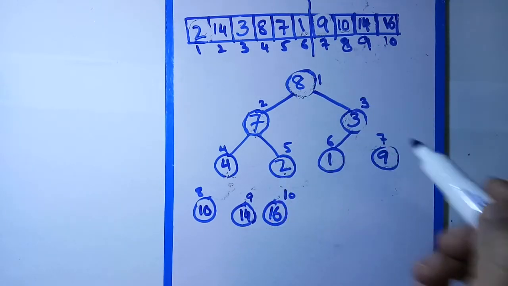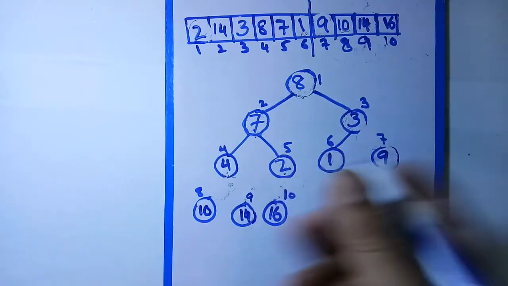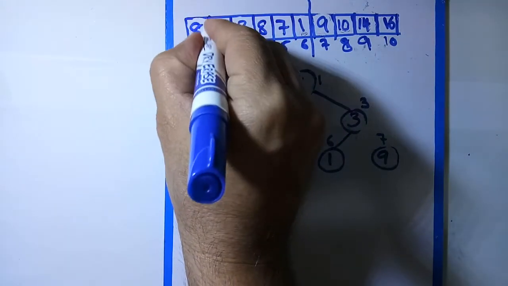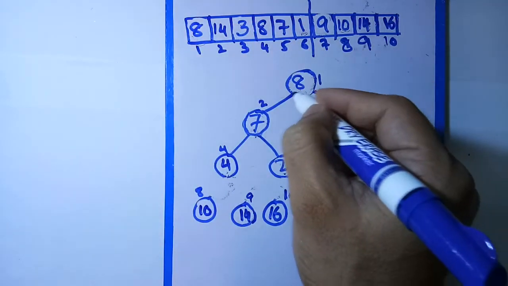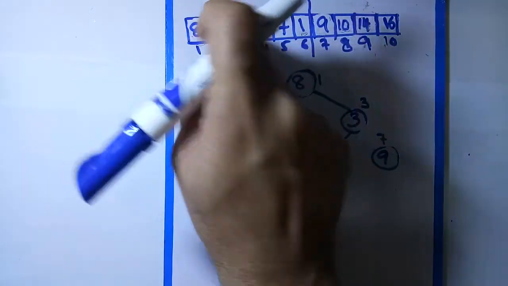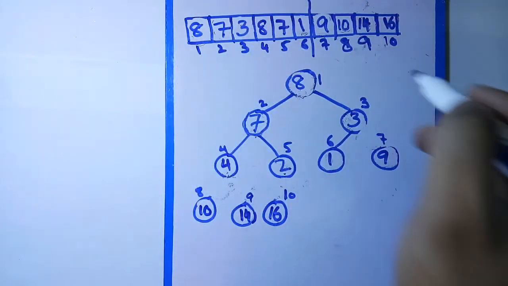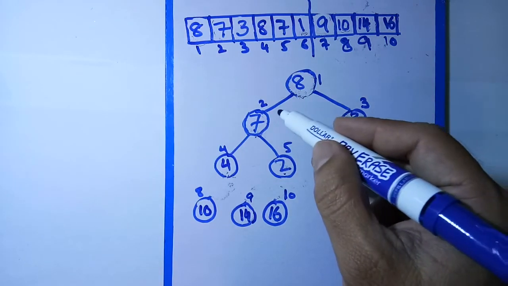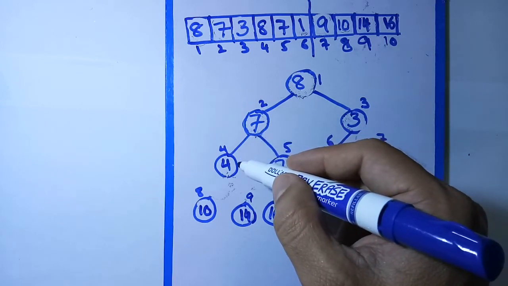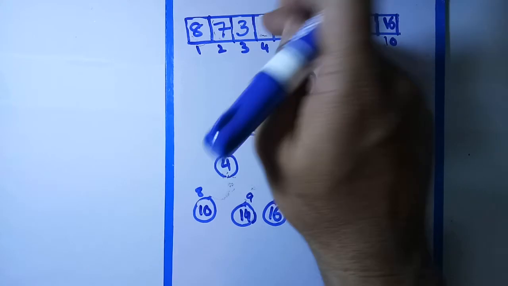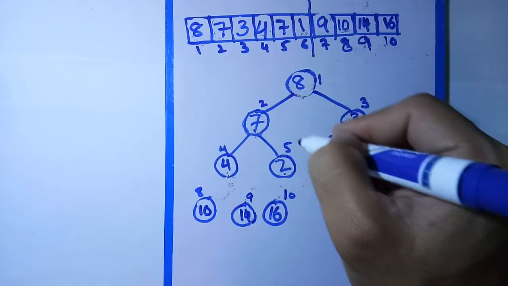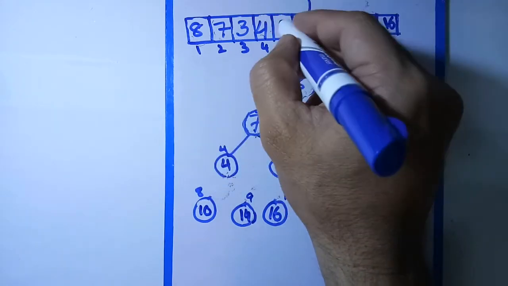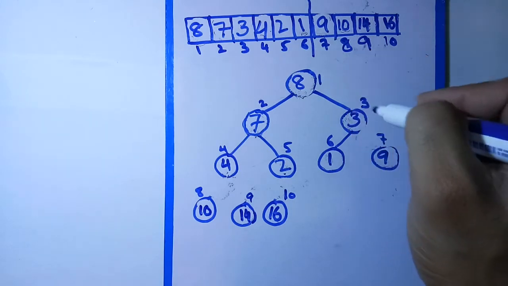Clear? So update the array. Obviously array will be updated because this all is happening in the array. So at the first position 8 will come here, and on the left of 8, that is position number 2, 7 will go, right? And on the third position, left of 7, that is position number 4, that is 4, right? And fifth location is 2, sixth location is 1, and third location is 3.